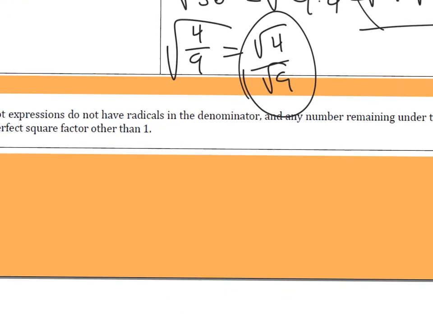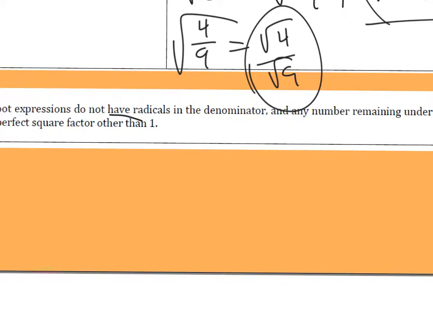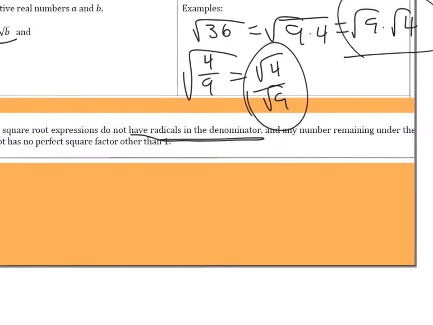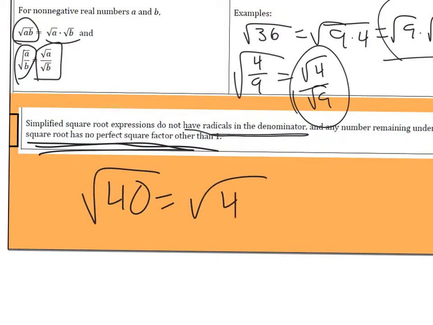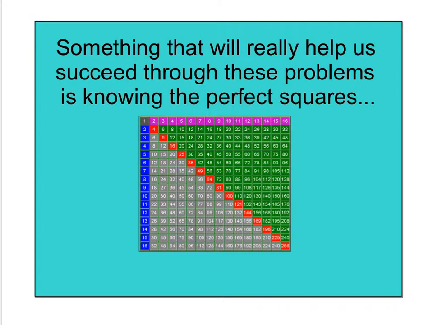Those are just some examples of what's going on here. Just remembering a couple things. One, you cannot have radicals in the denominator. And if it's going to be simplified, there can be no perfect squares underneath the square root. So I can't have the square root of 40, because that can simplify to square root of 4 times square root of 10. So my simplified answer would be 2 square root of 10.